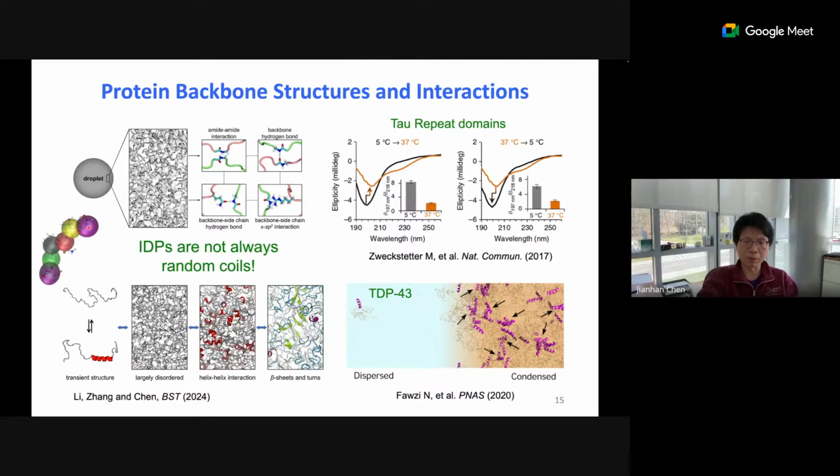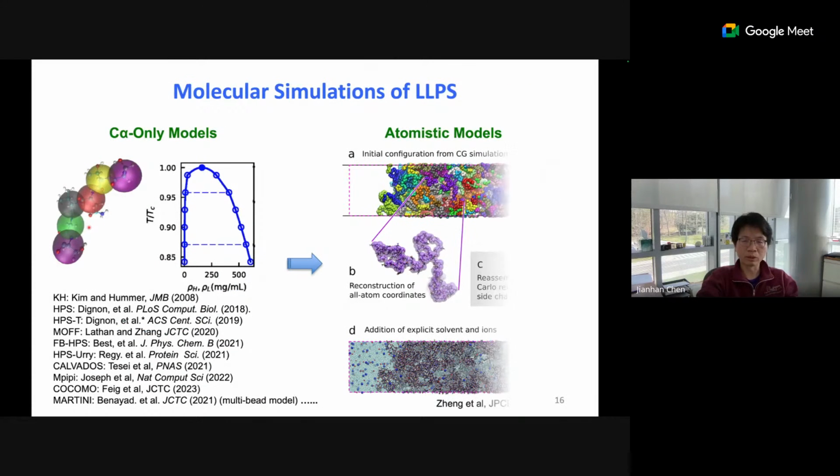So I'll probably just stop here. This essentially is just going to say that when people try to ask these more detailed questions, at present the only choice is to go all the way to atomic model. But this is extremely expensive. You can't really do anything.